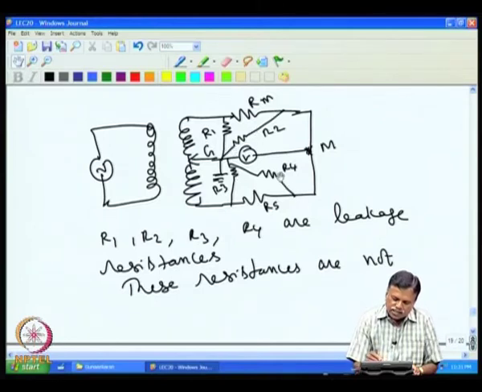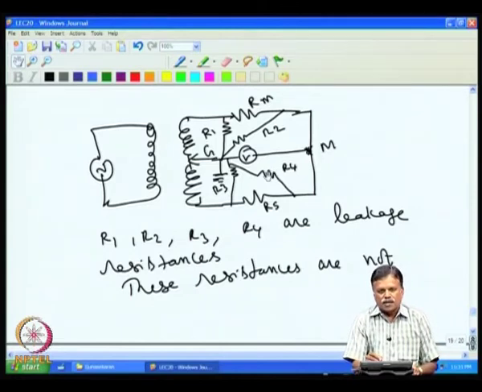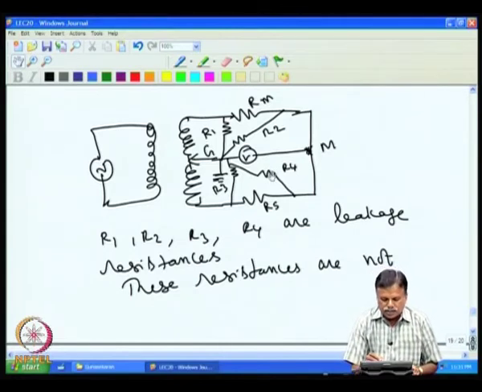That means these resistances are not contributing to the bridge balance; the bridge balance is not affected by these resistance values. So the balancing point is not affected by these resistances.